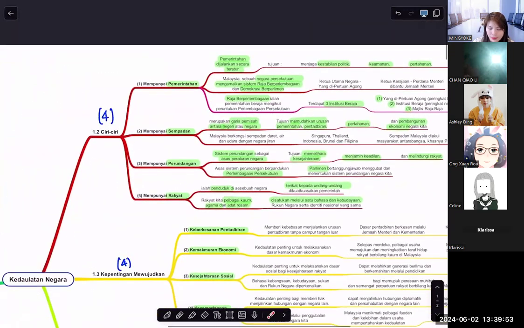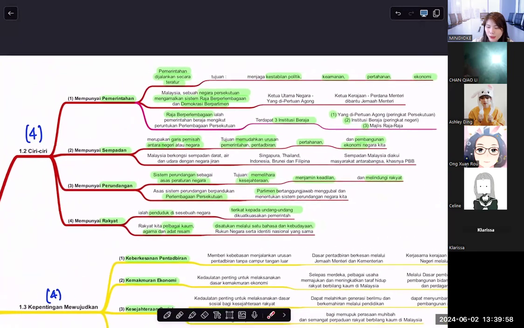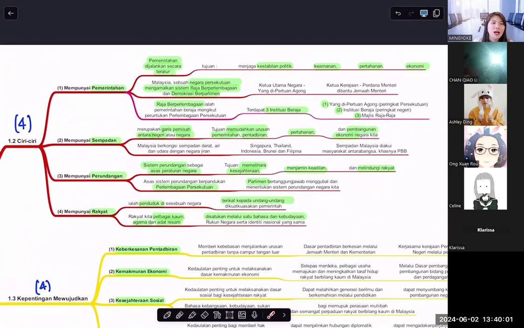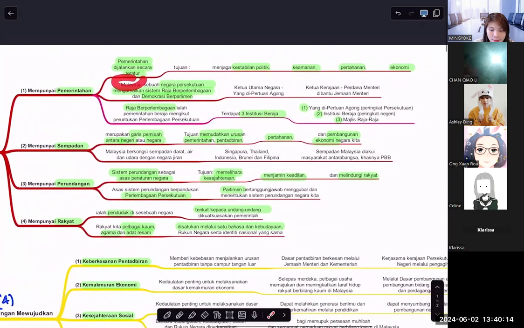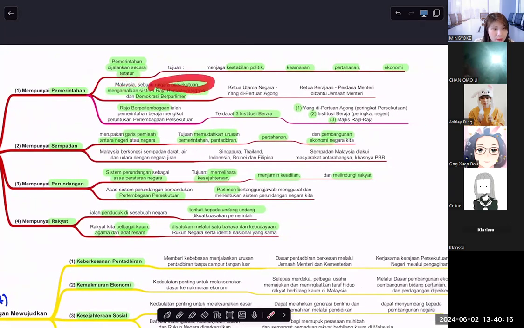Then finally, according to our sovereignty, what are the characteristics we have? First of all, a sovereign country has a government which is organized for stability, peace, defense, and economic development. For Malaysia, our government is a federation government, practicing sistem Raja Berperlembagaan and democracy berparlimen. So these are your points as well. We have Ketua Negara, called Yang di-Pertuan Agong, and Ketua Kerajaan, called the Prime Minister.